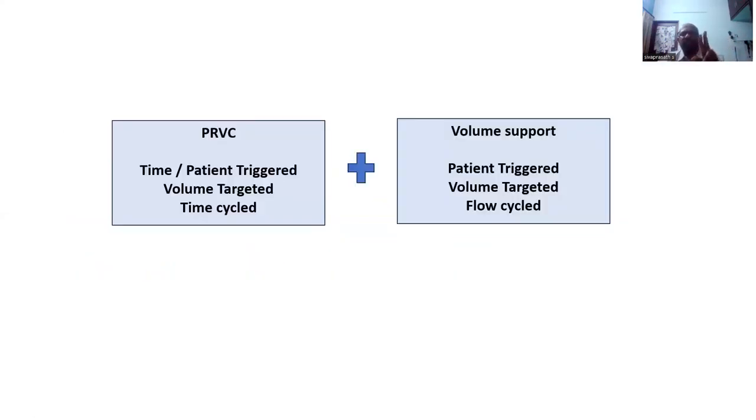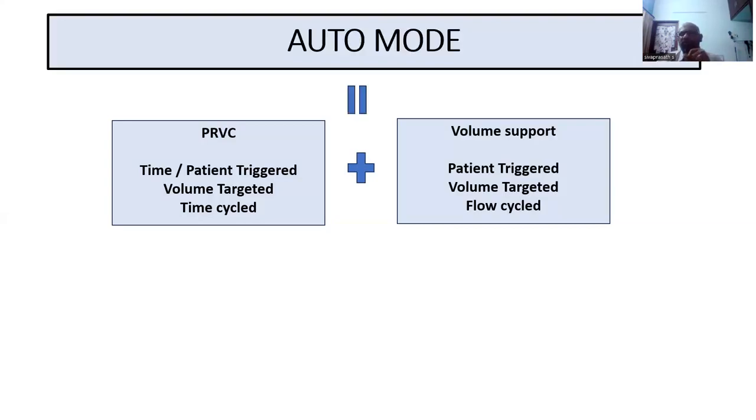Now see, we have seen two modes. PRVC, which is time triggered, volume targeted, and time cycled. In a similar way, it looks almost the same, but volume support is patient triggered, volume targeted, and flow cycled. But now if you combine these two modes, you will get a super mode called auto mode. It's not auto flow, it's auto mode. It is a combination of PRVC and volume support.